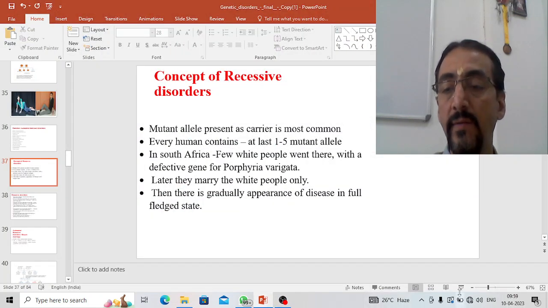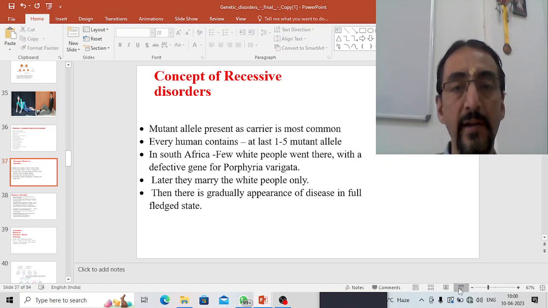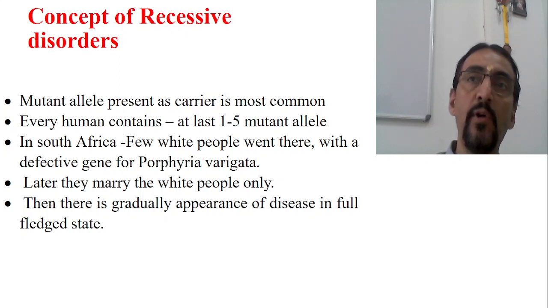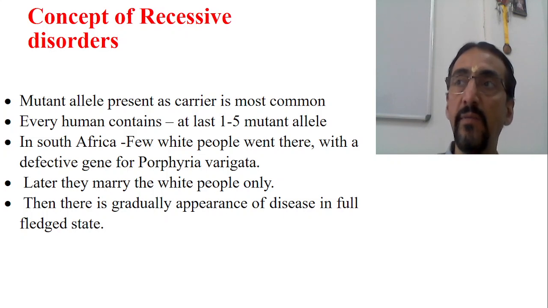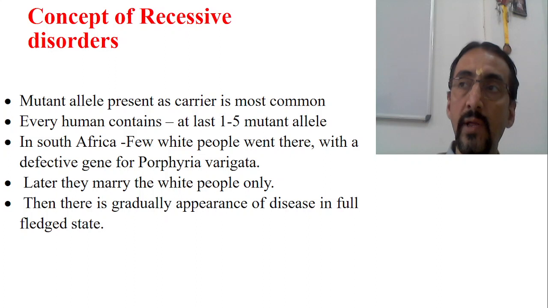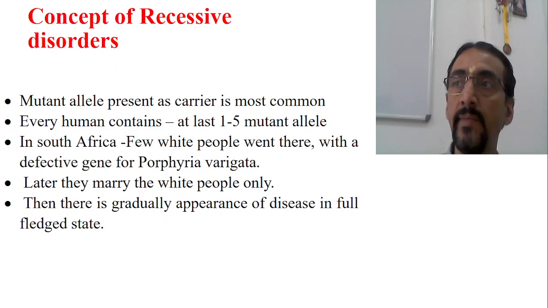As we know friends, we were discussing the basics of genetics. So far we have completed the autosomal dominant disorders, and the different expressions and manifestations we covered in the last class, and we have also seen some of the most common autosomal dominant disorders seen in clinical practice. Today we will have the concept of recessive disorders in genetics.